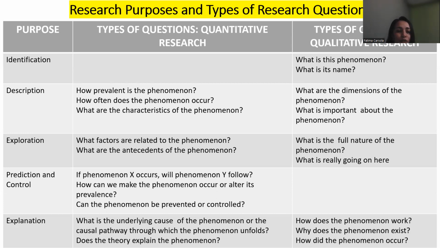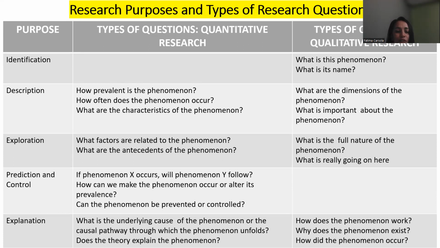For prediction and control in quantitative research, of course, you have here the experimental research and the quasi-experimental. Okay, so you will be repeatedly hearing the words X and Y, and of course the alteration of the prevalence. For example, if you're after the prevalence of a disease, or can you be able to prevent or control the phenomenon if you will be doing a predictive, quantitative, then experimental design. So that is for the prediction and control ability of a quantitative research.